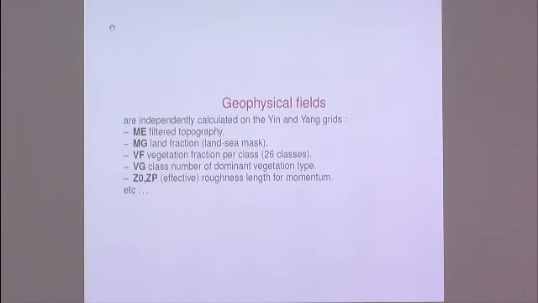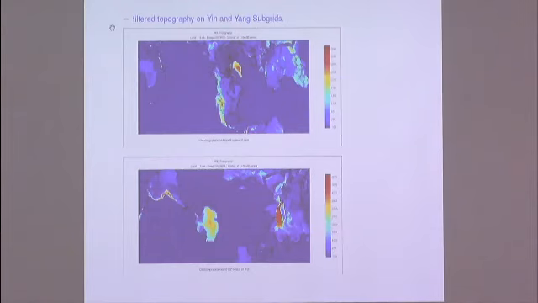For geophysical fields, we calculate those fields independently in the Yin and Yang. I give some examples here: filtered topography, land fraction, vegetation, etc. Here I represent in Yin and Yang this field, filtered topography.